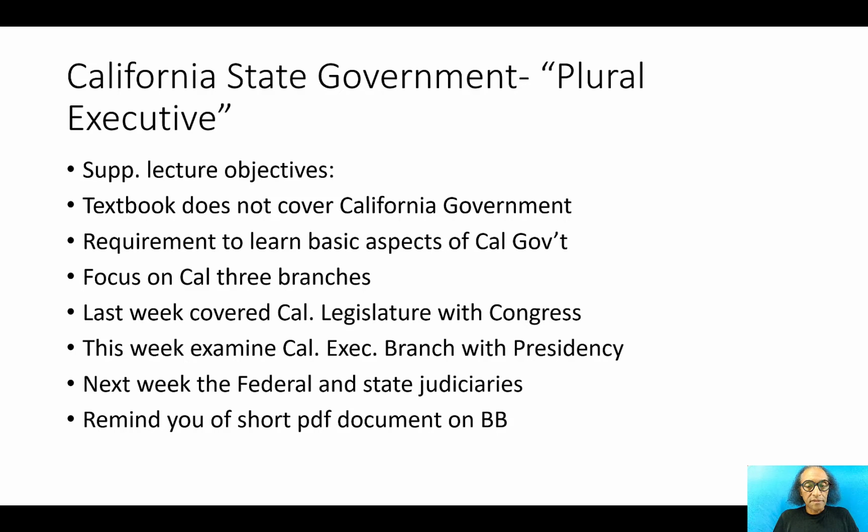Let me also say that, as I previously mentioned, it is a requirement to learn about basic aspects of California government, not just federal government. So we shall focus on the three branches of California government.